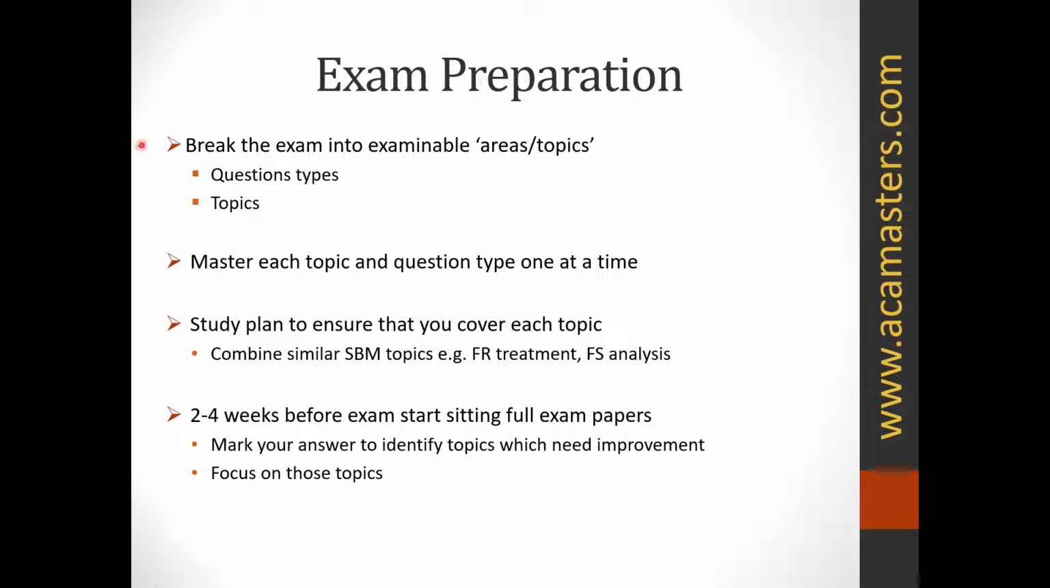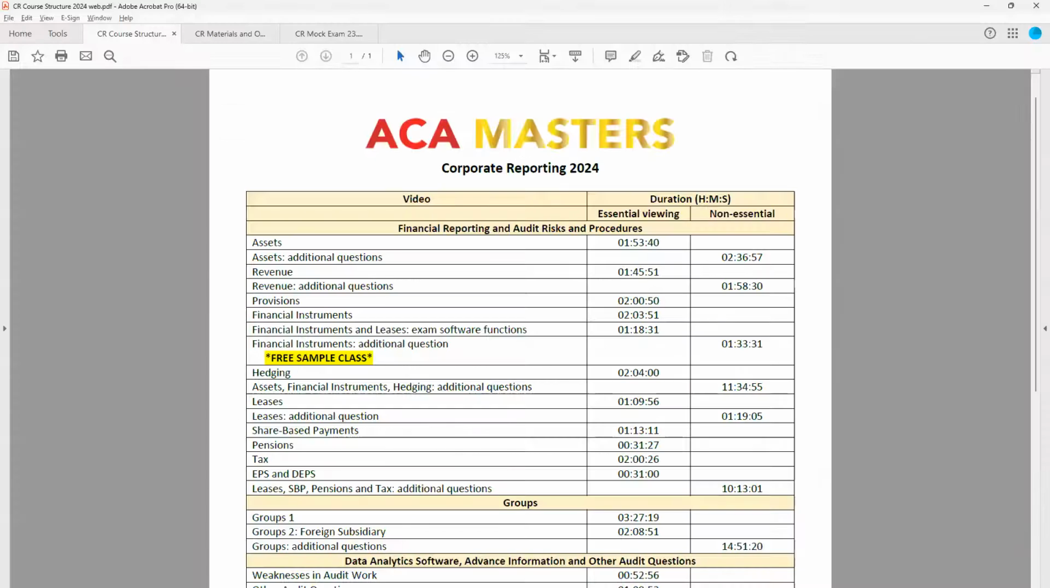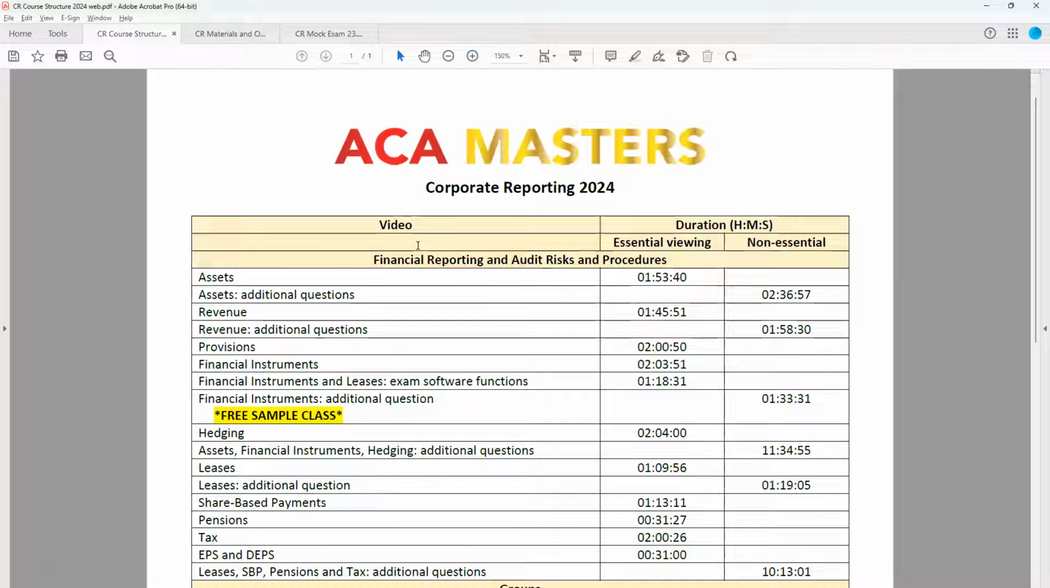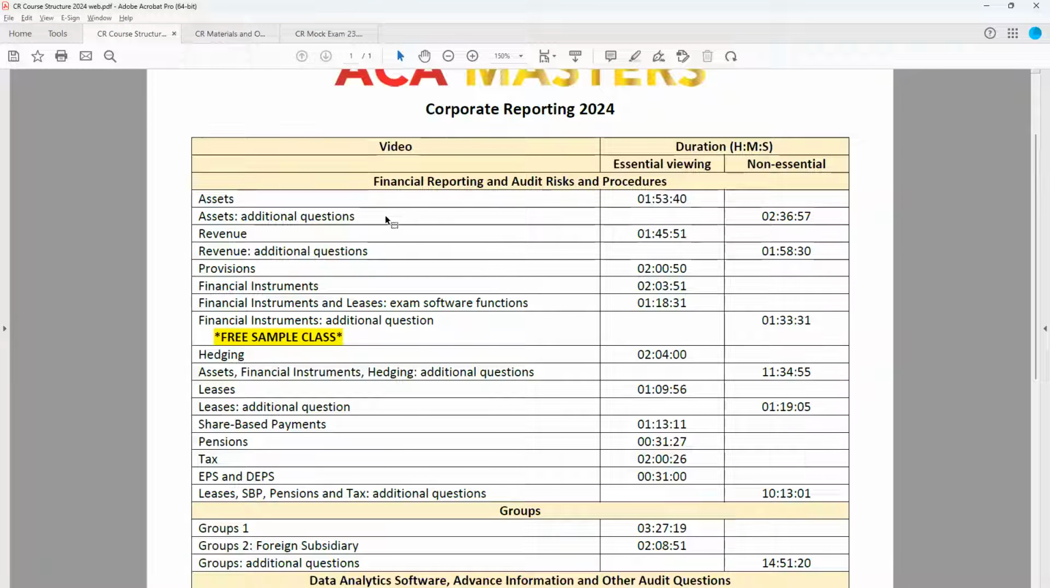I suggest that you break it down into examinable areas and topics. There's a huge amount of content for the CR exam, but if you break it down into smaller topics and question types, you'll make your preparation much more manageable. To get an idea of how you could break CR down, if you take a look at our video course structure, you can see that the way that we break CR down is by the question types.